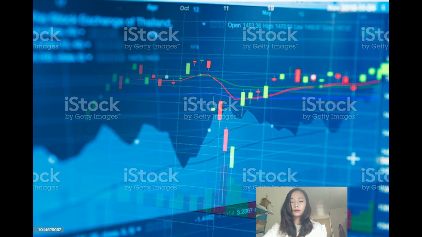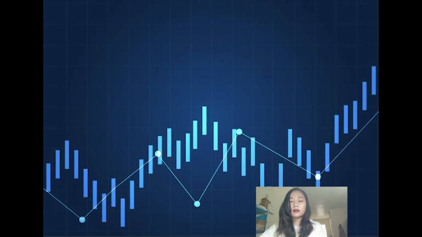If the rallies are on heavier and the setbacks on lighter volume, then the formation is probably a continuation of the uptrend. If the heavier volume is on the downside, then it can be considered a warning of a possible trend reversal in the works.